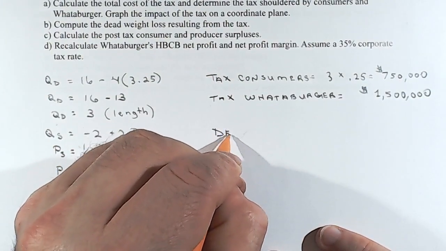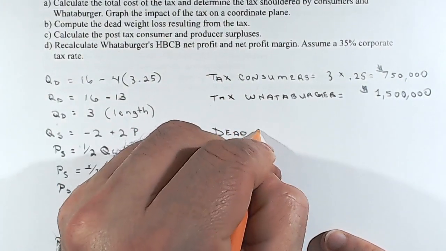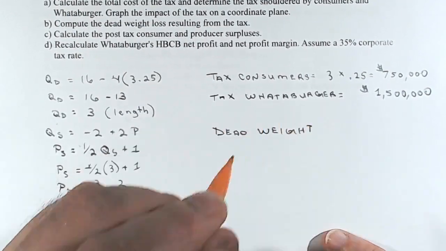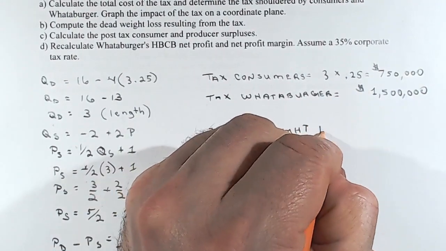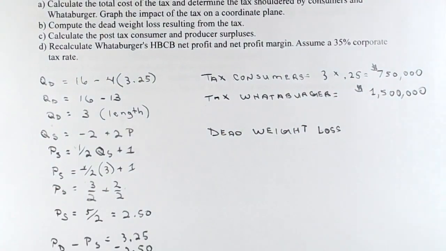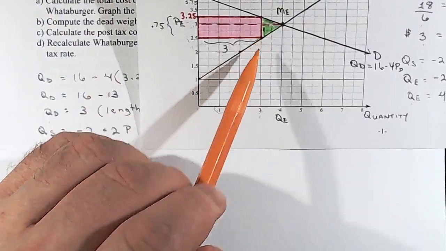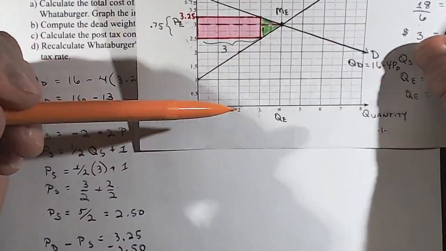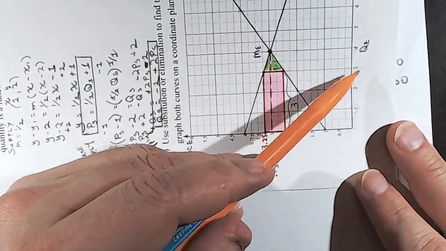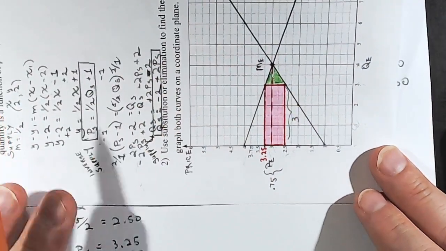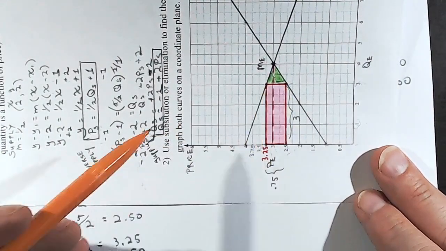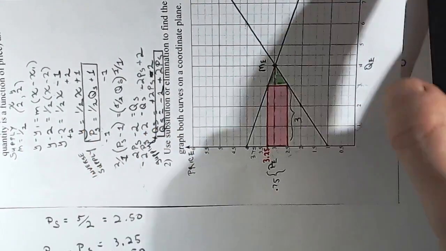Deadweight loss. This is just capacity taken directly out of the economy because of the taxation. So deadweight loss is equal to the area of this triangle. Well, what's the height of the triangle? You turn it like this, you can see it better. It's 1. 3 to 4. Okay, see that? It's 1. The base of the triangle is 0.75.